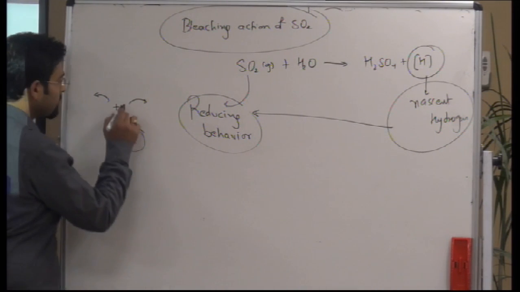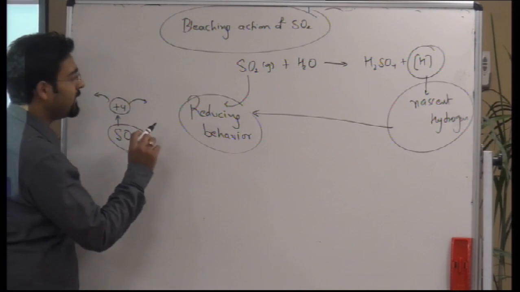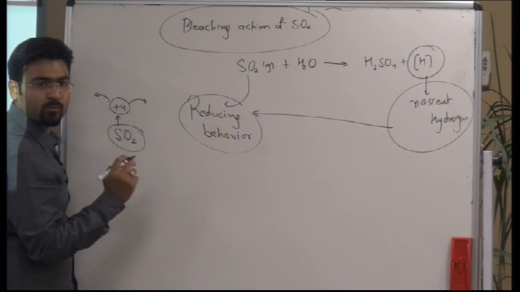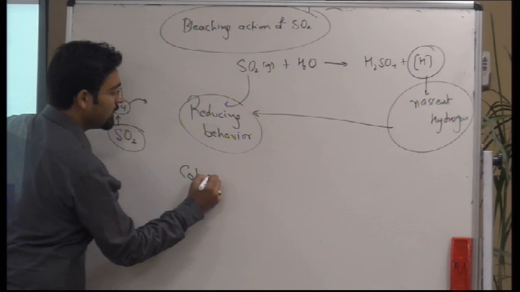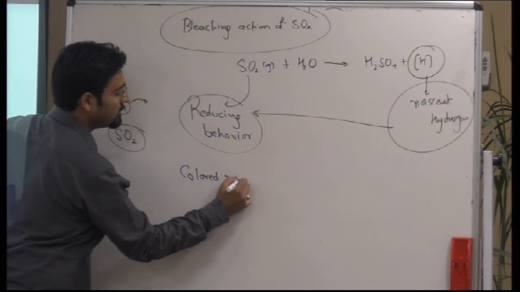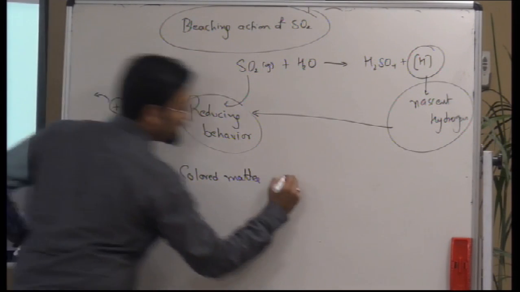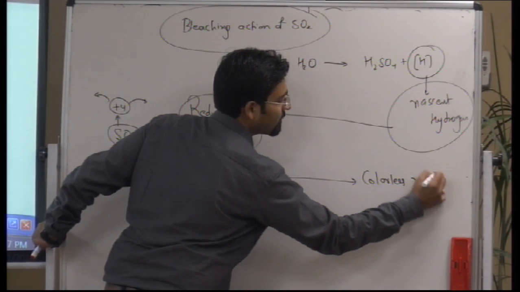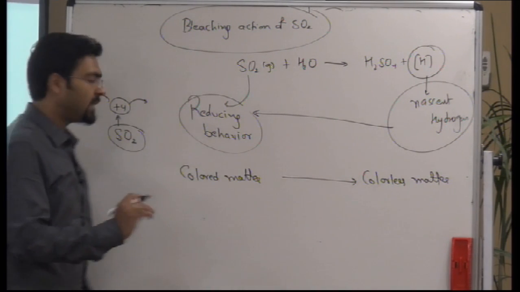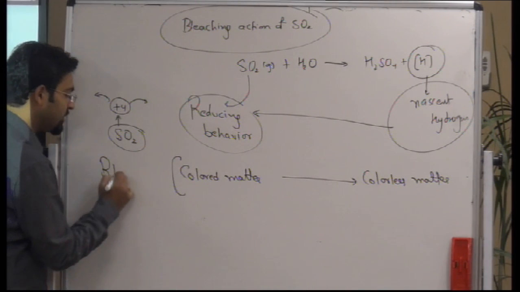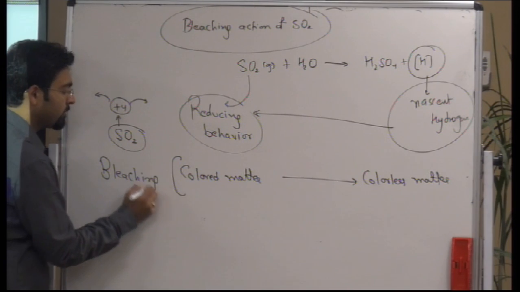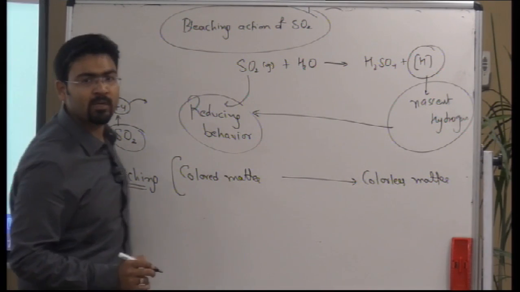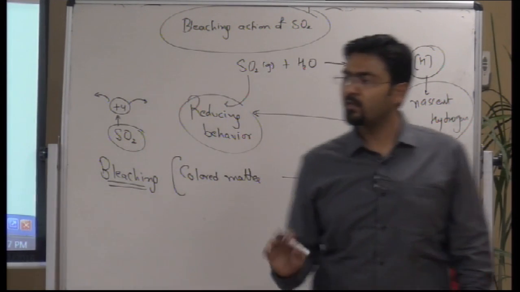So now, for example, I'm talking about the bleaching action of SO2. What happens in bleaching action? The colored matter is converted to colorless matter. This happens in the case of bleaching in general. Forget about SO2 right now. So what really happens in bleaching? Bleaching is actually removing the color of the colored matter.